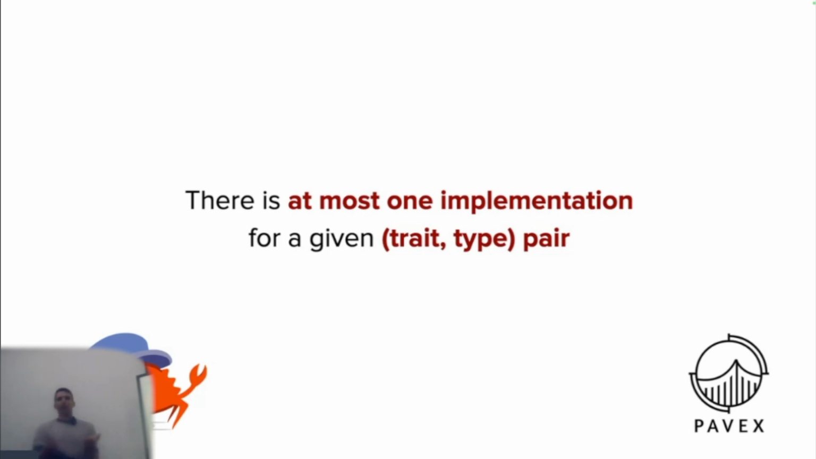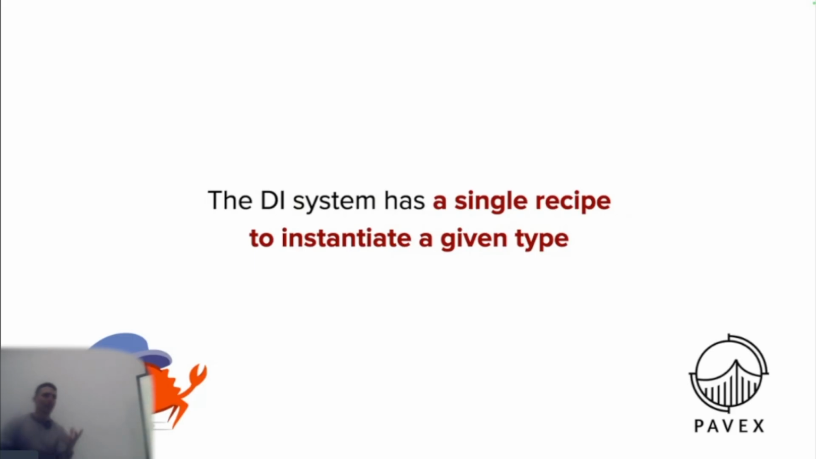What this means in the DI terms, so if we look at the dependency injection outcome, is that for the DI systems that are based on traits, for a given type, there can only be one recipe. There's only one way for the framework to instantiate that type. And that's because there can only be one implementation of the trait that the framework uses to inject the type.